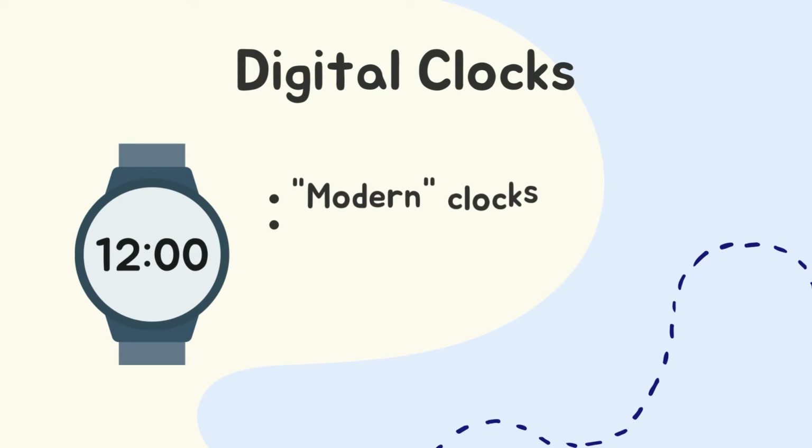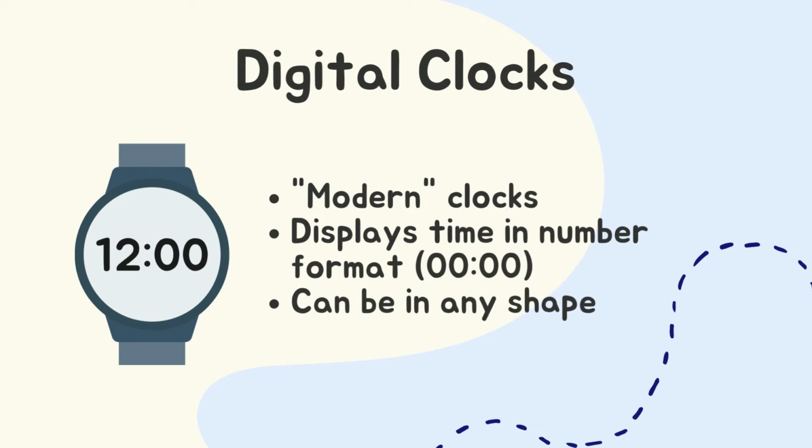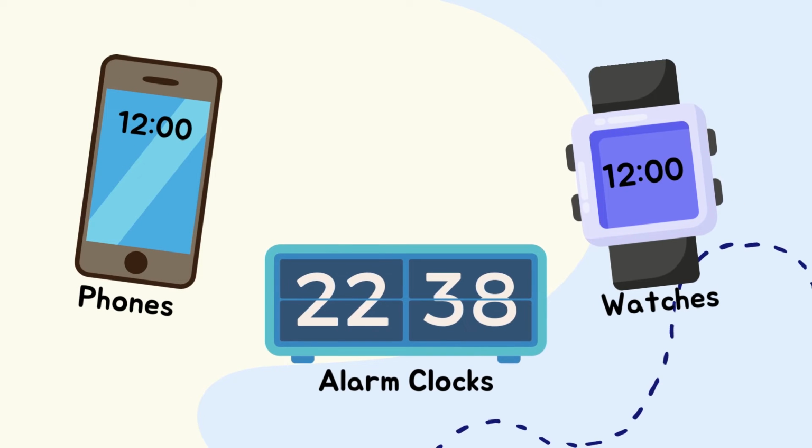Digital clocks displays the time in a certain format. The first number is always the hour, the second is always the minutes. Many people prefer digital clocks nowadays because they are easier to read than analog watches. Here are some digital clock examples.